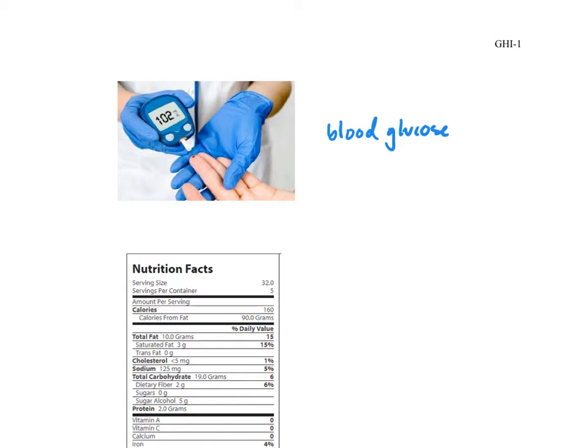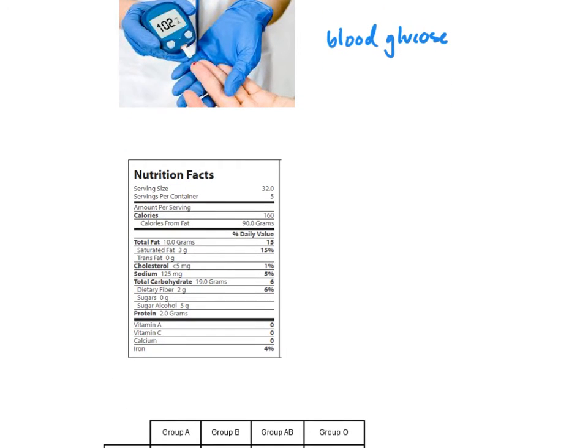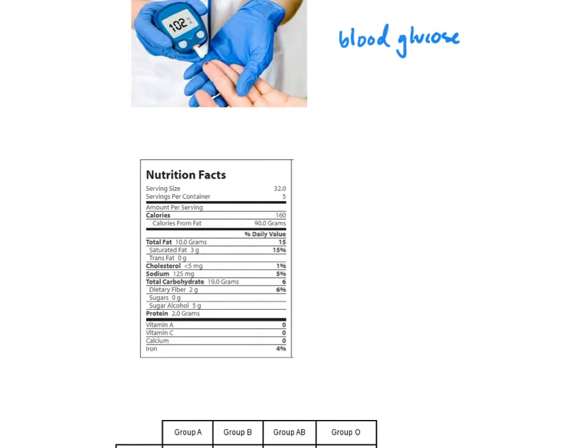Sugars and carbs are also very important for nutrition, and we can see that here. Looking at any kind of nutrition label, you've got total carbohydrates right here. You've got sugars. You also have dietary fiber, which is another type of carbohydrate that we're going to talk about. So what's the difference between all those things?